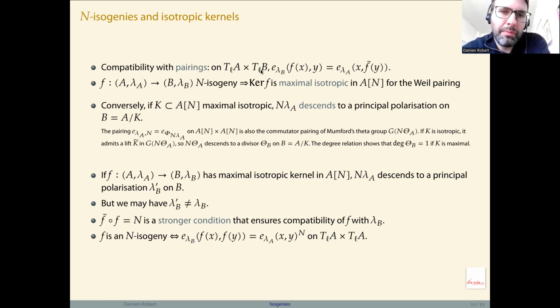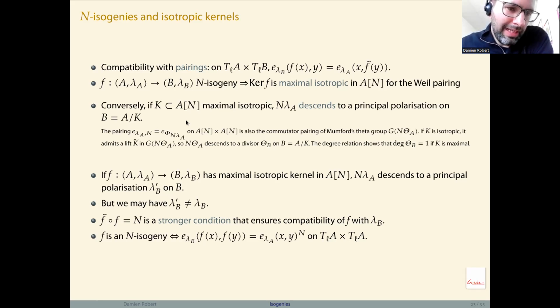So this formula implies that if I have an n-isogeny, the kernel of F has to be maximally isotropic in A[n] for the Weil pairing. So that's a necessary condition. If I have my n-isogeny, my kernel is maximal isotropic. And the nice thing is that the converse is true: if I take a kernel K in A[n] which is maximal isotropic, then the polarization n lambda A descends to a principal polarization on B. So every maximal isotropic kernel corresponds to a quotient that has a principal polarization.